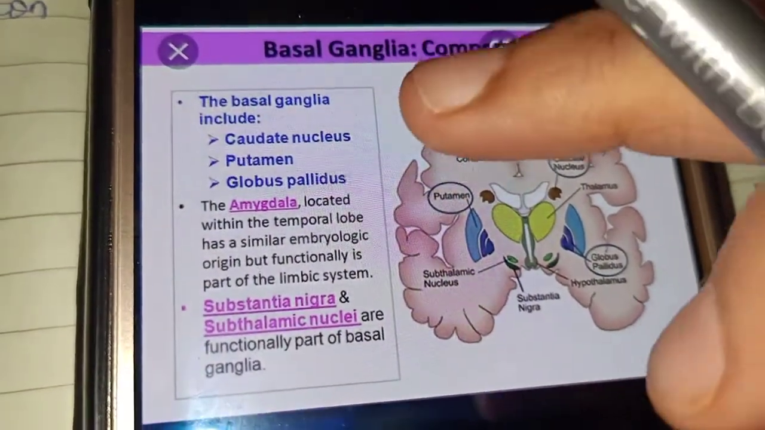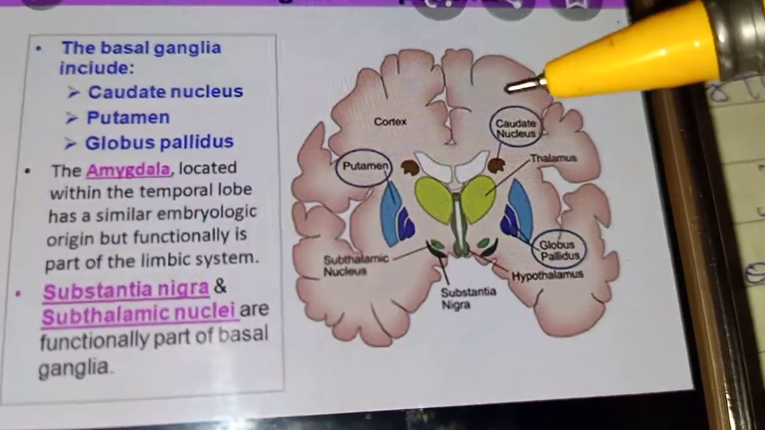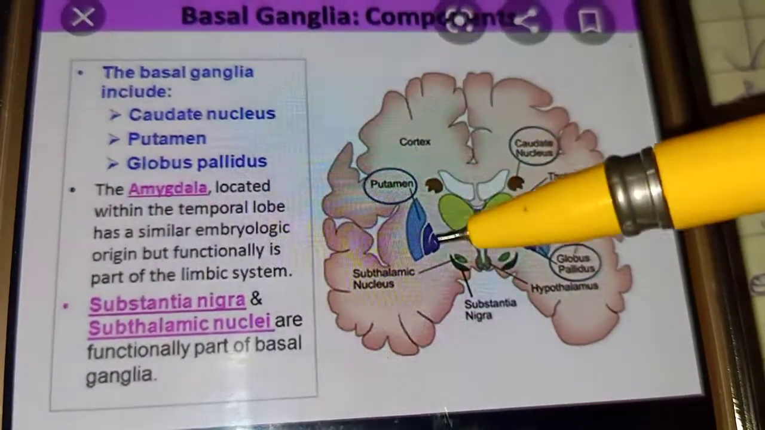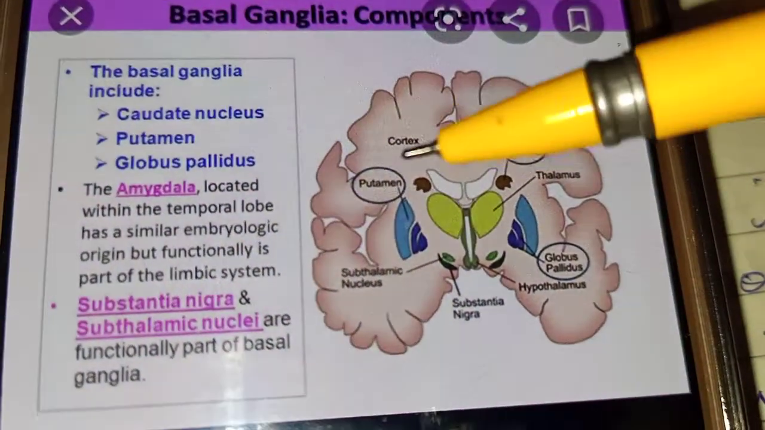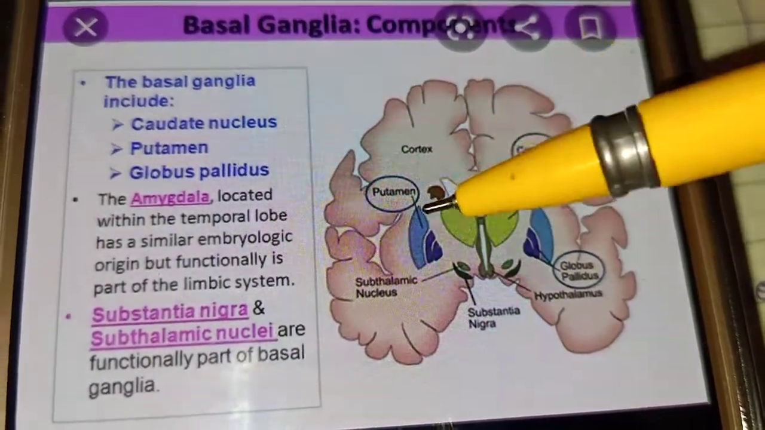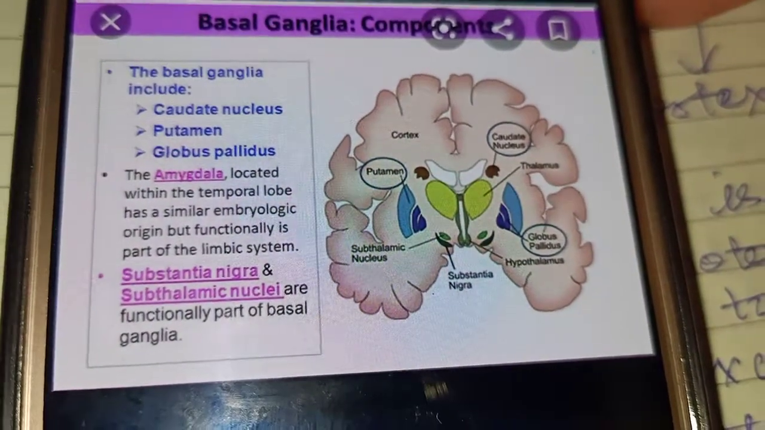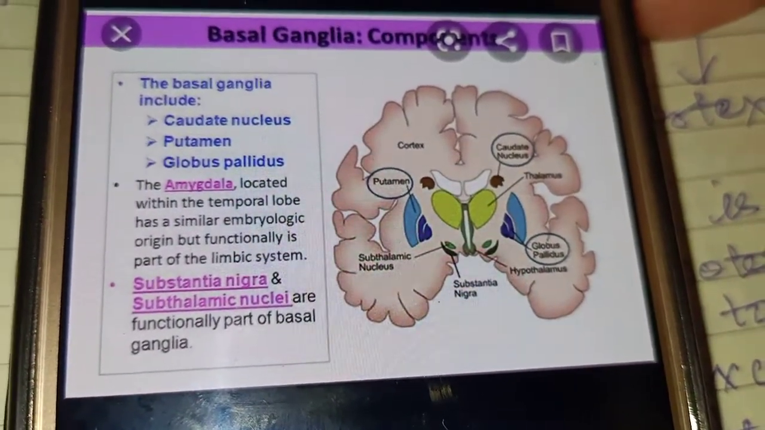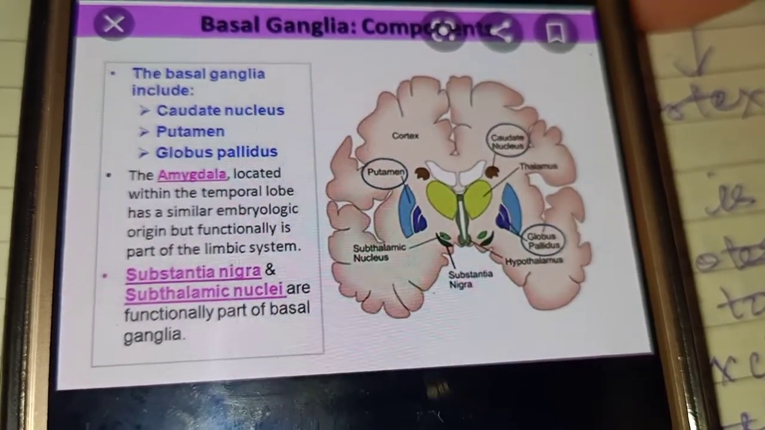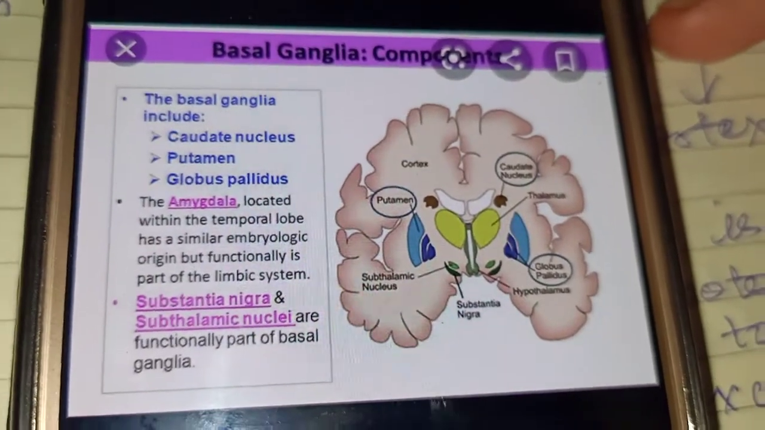The basal ganglia include the caudate nucleus, as you can see here in the diagram. It includes the caudate nucleus and the putamen. These are the parts of the basal ganglia of the brain. Now there are pathways in the brain. There are various pathways which are required for functioning of the body. I am going to teach you one pathway in this video, that is the thalamocortical pathway.